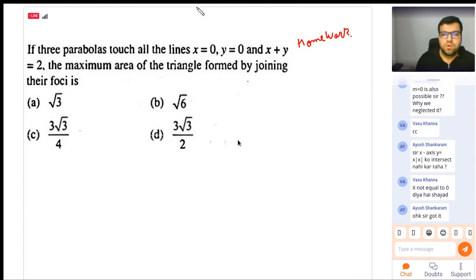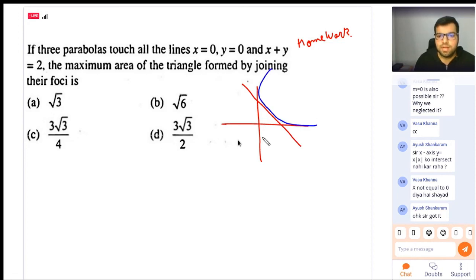Here it is given that you have three lines: x equals 0, the x-axis, the y-axis, and x plus y equals 2. And parabolas touch all of them. So you will draw one parabola like this, another parabola like this, and a third parabola like this. Infinite such parabolas can be drawn, because even if you consider one parabola like this, infinite variations of it can be drawn. Its focus will be here, here, and here. We have to find the maximum area of the triangle formed by this.